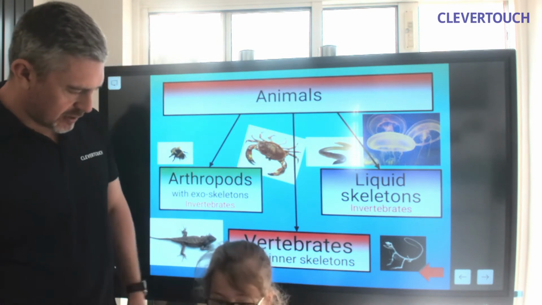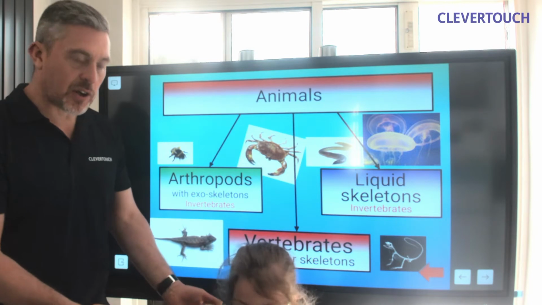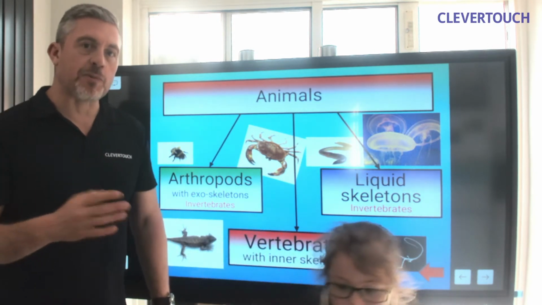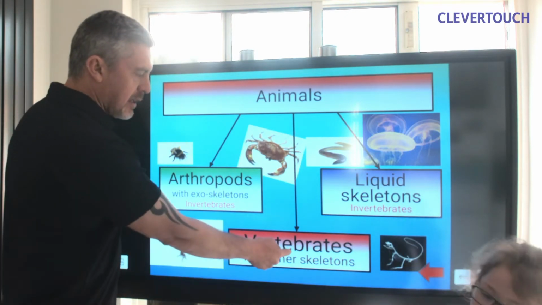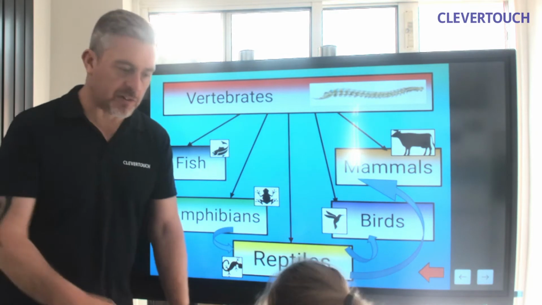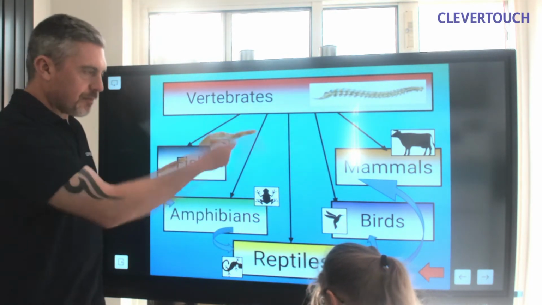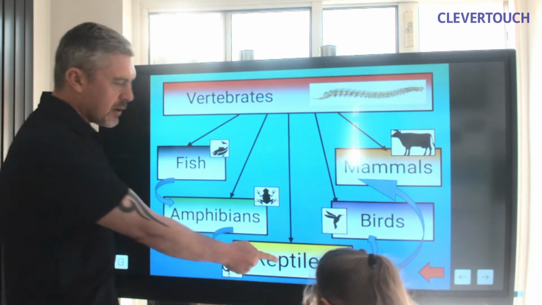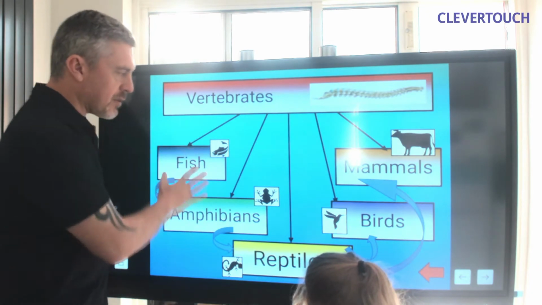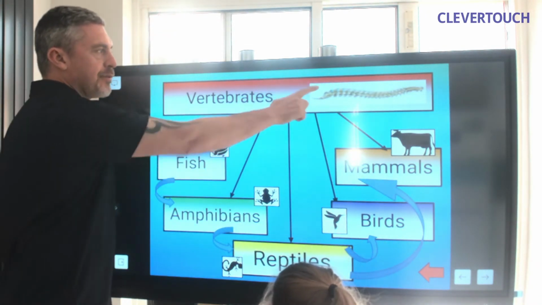Do you have a skeleton, Tallulah? Where's your skeleton? Inside. It's inside. So we are vertebrates, okay? And that's the group of animals we're going to learn about today. Tallulah, hit the vertebrates box. There we go. Now, vertebrates splits into five main groups. There are fish, amphibians, reptiles, birds, and mammals. And all of those, even though they're very different types of animals, they are all part of the vertebrates group.